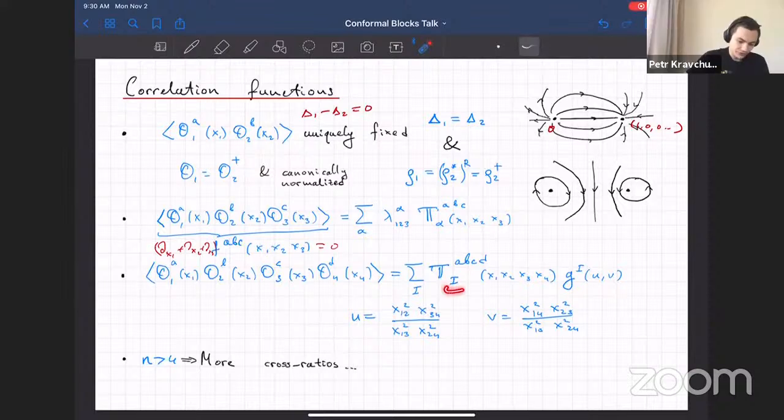And the same goes for this I. Now the space is infinite dimensional because the space of solutions of the conformal invariance equation is infinite dimensional over, say, complex numbers, but it's finite dimensional over the field of functions of U and V. This gives the basis of the space of solutions over this field of functions of U and V.